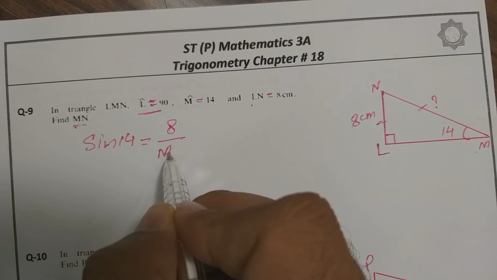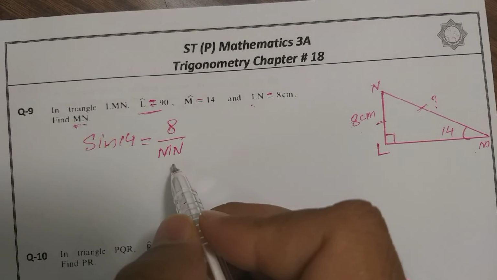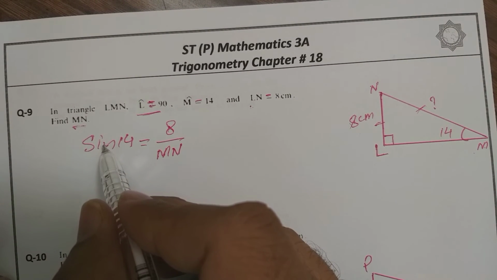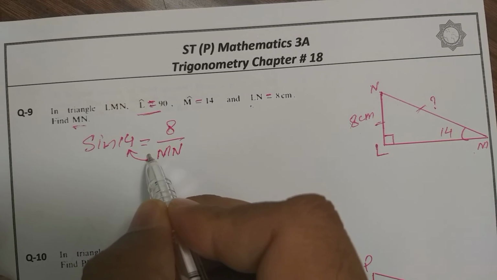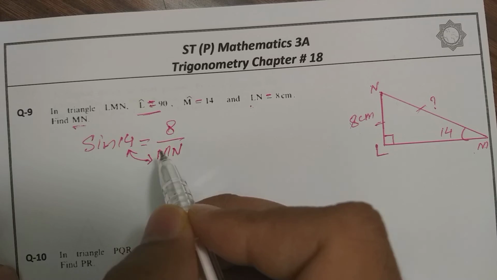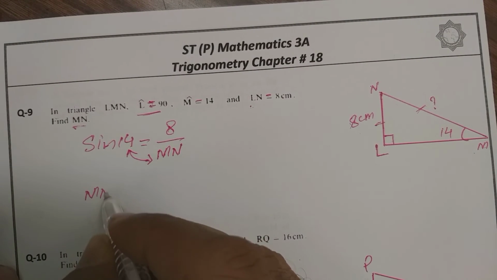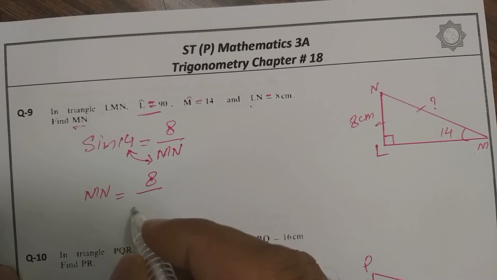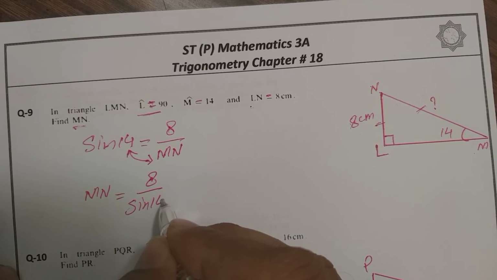Which is MN, so this is division. When you transfer it here it becomes multiplication, so just interchange it. MN comes here and sine 14 goes down, so it becomes MN equals 8 over sine 14.